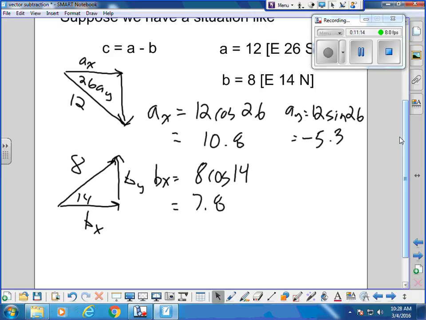All right. Okay, so we got 7.8. It's positive because it's to the right. The other one's going to be, why did I pick up blue? So this is going to be BY, 8 sine 14. How much, Nate? 1.9, and it's up, so also positive, right? 1.9. Okay.